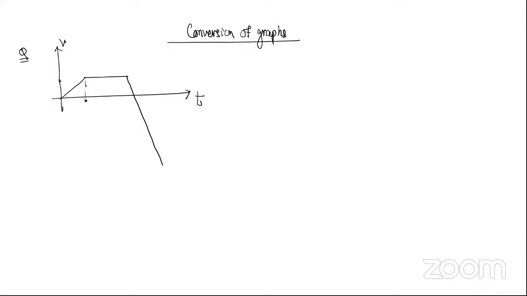These timings, let's say this is 0, this is 2, this is 4. Wait a minute. This is 4, this is 5, and this is, let's say, 7. Okay, let's say this is 4, this is 4. Velocity is in meter per second, t is in second.